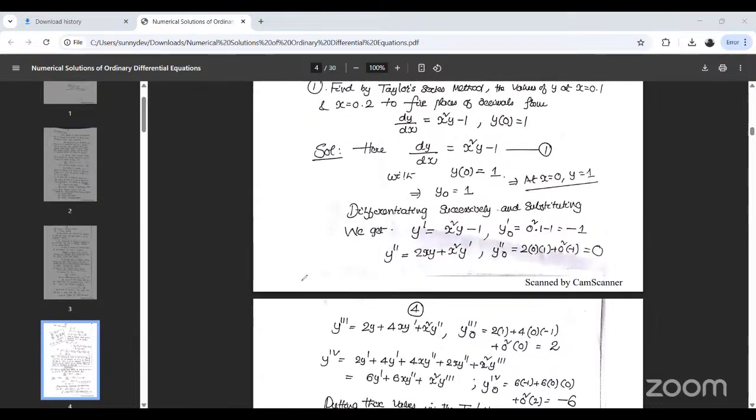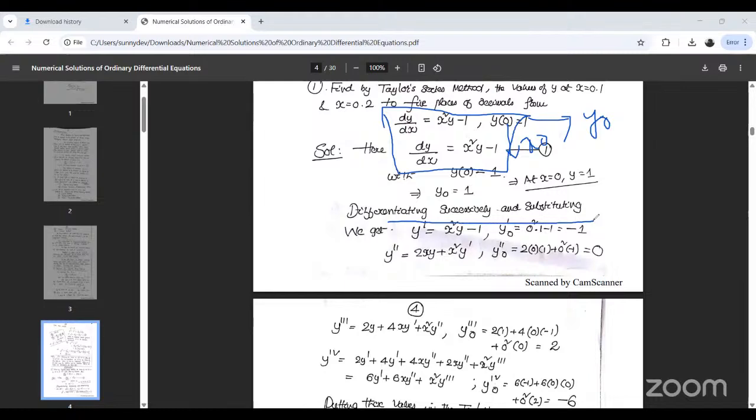Let's see one problem. dy by dx equal to x square y minus 1, y of 0 equals 1. From here, this becomes x naught and this becomes y naught. So dy by dx equals x square y minus 1.